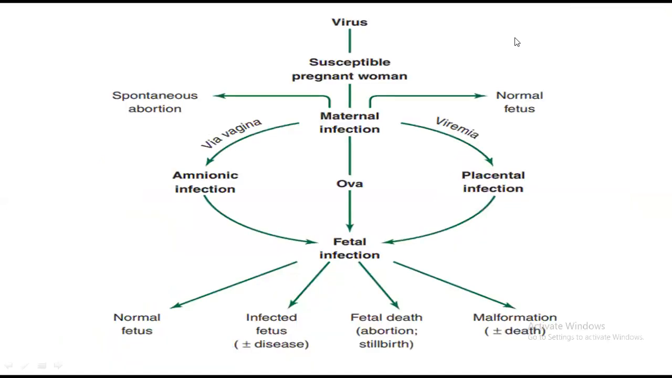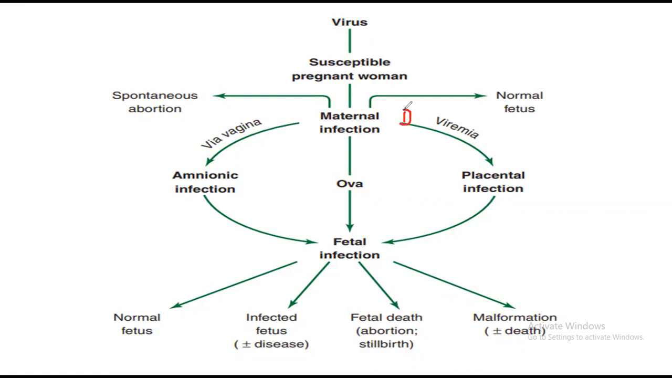First of all, this is a schematic diagram that we will start from the very beginning. For example, this is a virus, a specific virus, and for example a woman who is pregnant and infected. Okay, so let's first start from here.